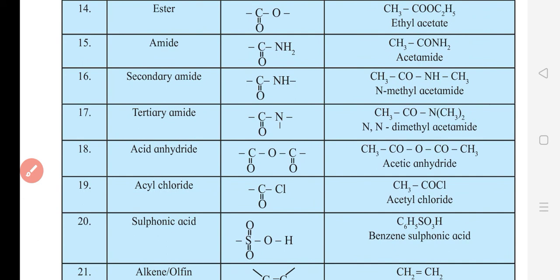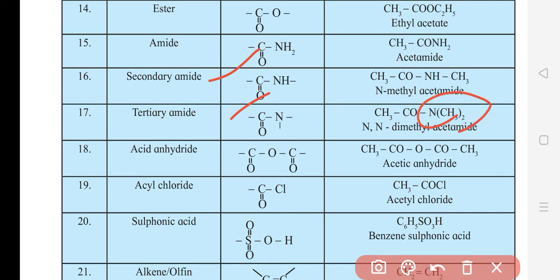Then secondary, same as secondary amine, tertiary amine. आप देख सकते हो dimethyl acetate. This is only N-methyl acetate, dimethyl acetate, and this is acid anhydride, acetic anhydride. So all functional groups are mentioned and explained over here. We can study this later.